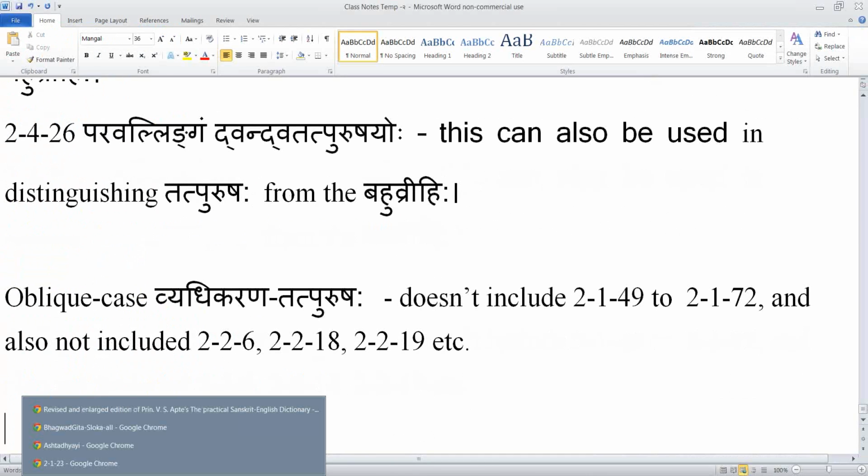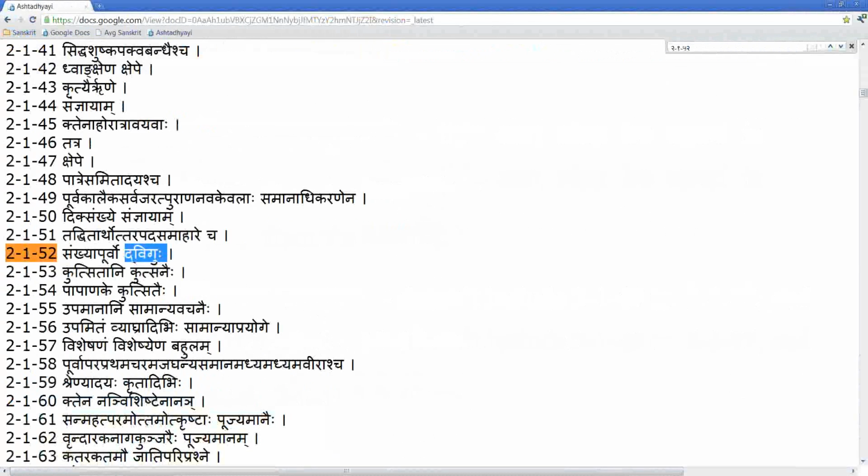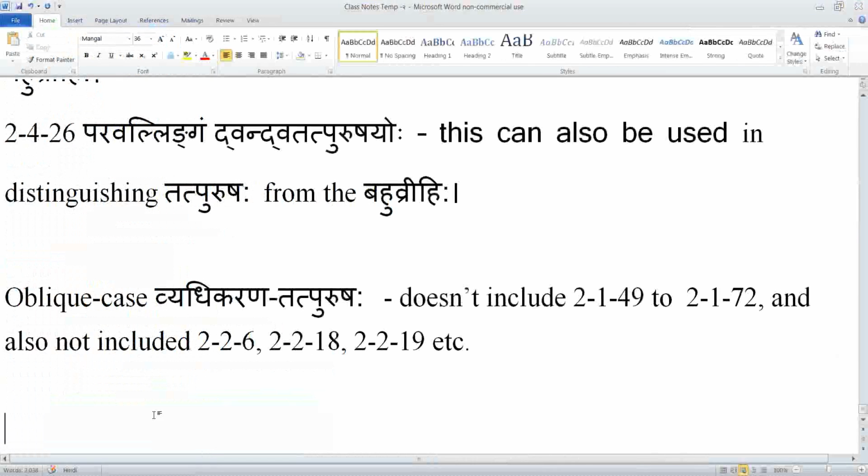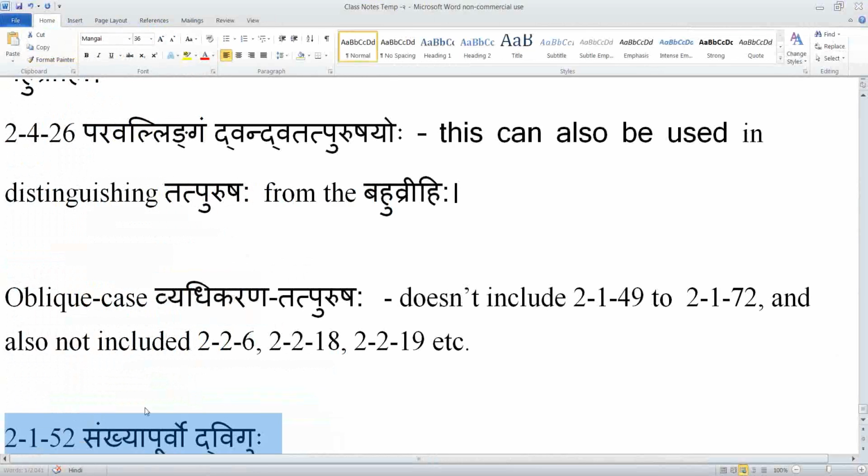2152, dvigu compounds. So one more time, karmadharaya is a subset of tatpurushas, and dvigu is a subset of karmadharaya. So of course dvigu also gets the tatpurusha sanya. Sankhya purva dvigu. Okay, that's what the book says. This is a topic of a later lesson, not right now.